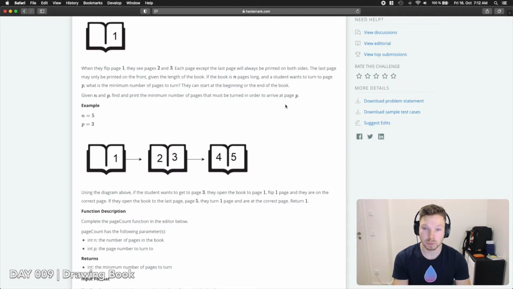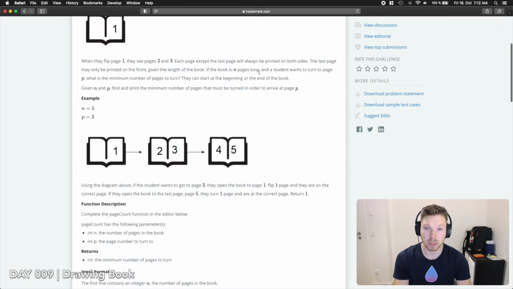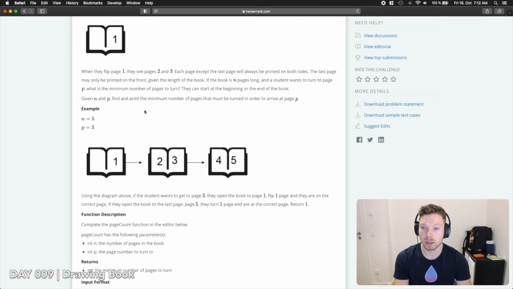Given the length of the book, if the book is n pages long and a student wants to turn to page P, what is the minimum number of pages to turn? They can start at the beginning or the end of the book. Given n and P, find and print the minimum number of pages that must be turned in order to arrive at page P.